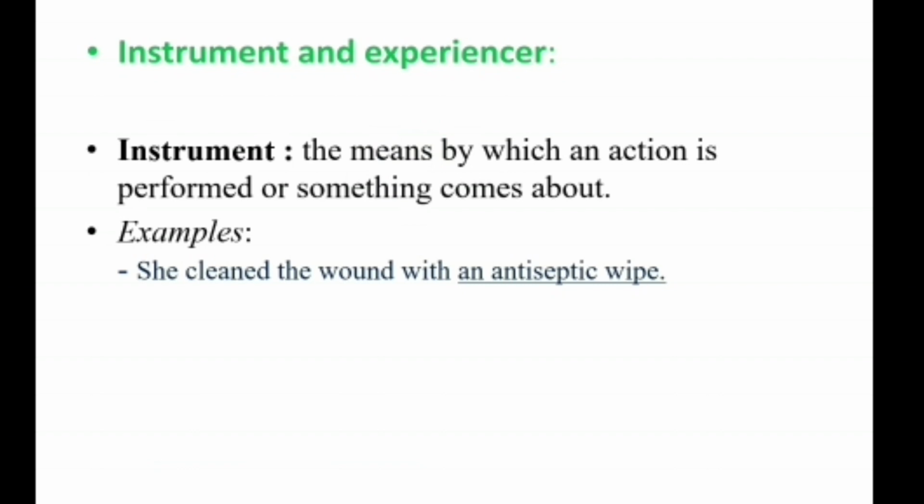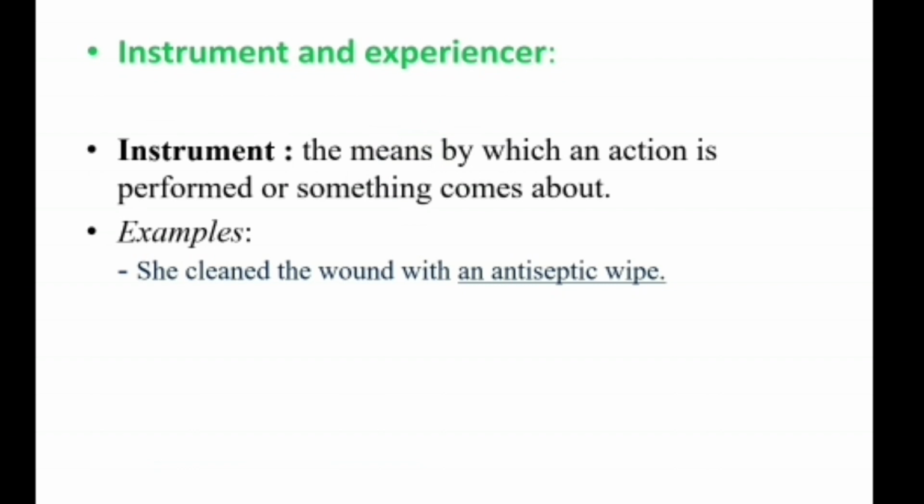Let's go now to the next pair of roles. We have instrument versus experiencer. Very easy. Instrument means the means by which an action is performed. It's when an agent or an action doer uses something in order to perform the action. So it's the means that is used by the agent in order to do or to perform an action.